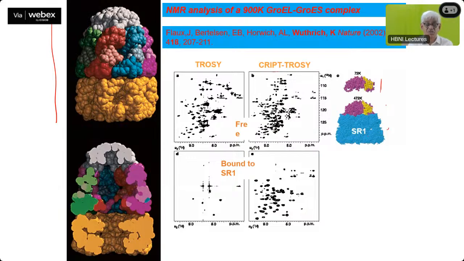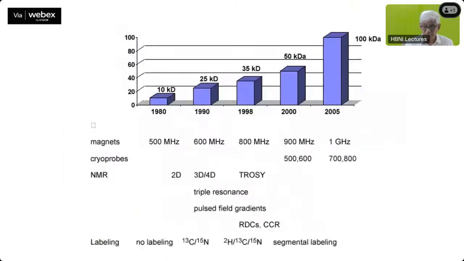The INEPT sequence is used. CRIPT and CRINEPT, these 2 different sequences are used, and that actually leads to better sensitivity here. You can observe more signals. So here the target is to first obtain the proper signals which can be identified to individual residues, and you will be able to see the different assemblies.